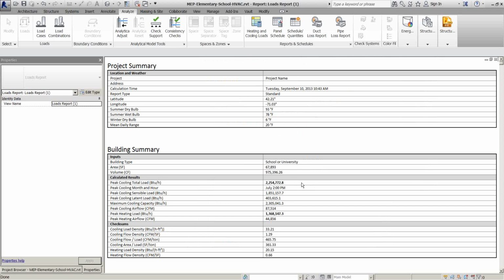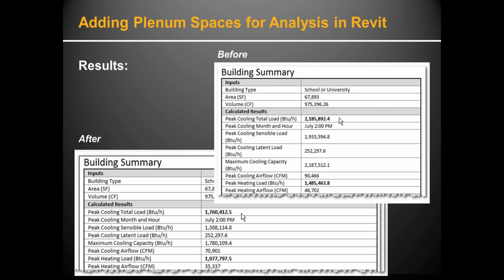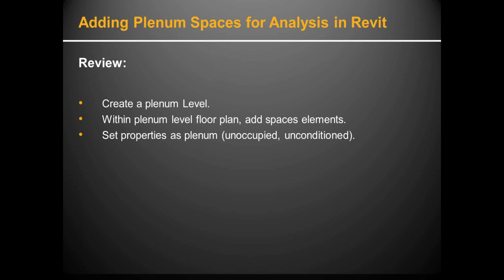So 1.077, 1.36. So I need to do some more work on this one. I haven't added very many plenums to the building yet. Let me see. Is there anything I've forgotten here? We can do a quick review and see if we've covered all the steps.